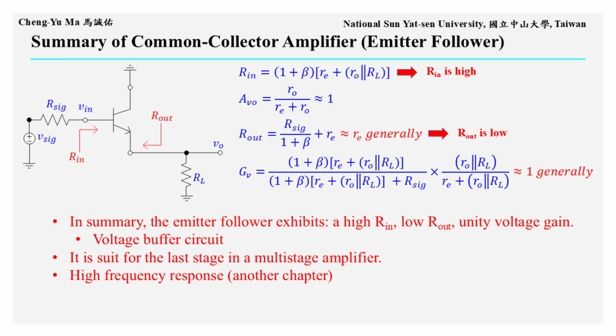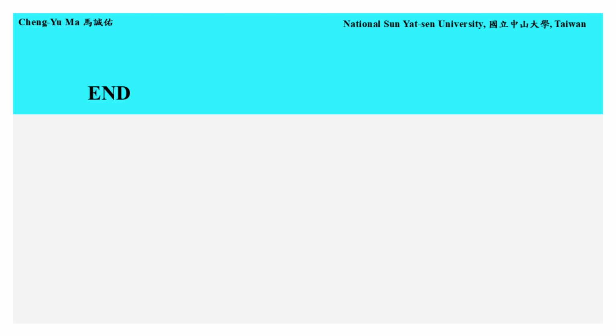These are exactly the characteristics of a voltage buffer, which is used to solve input resistance and output resistance loading problems. For this reason, the CC amplifier is very suitable as the last stage of a multi-stage amplifier. It also has good high-frequency response, which will be discussed later in the frequency response chapter. This concludes the introduction to small signal analysis of BJT amplifiers, focusing on the common base and common collector amplifier configurations. Please look forward to the next lecture.